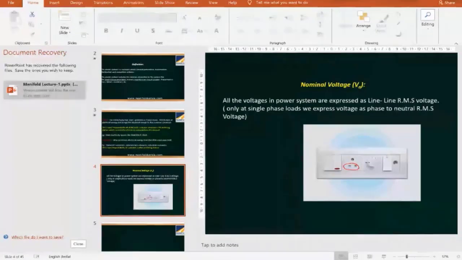Suppose I ask the question, what is the nominal voltage that we must get at the primary side or the HT side of the distribution transformer? I hope you know there will be a distribution transformer in every street which will step down the voltage to a lower value, and from there the distribution will start. So what is the nominal voltage that we are supposed to get on the HT side of the distribution transformer?